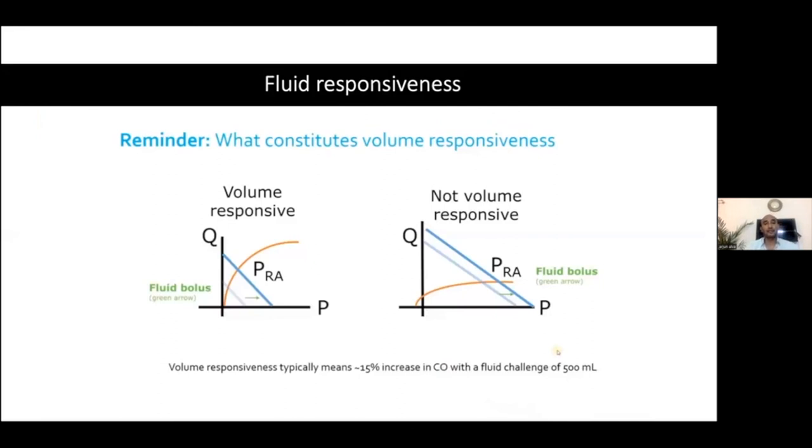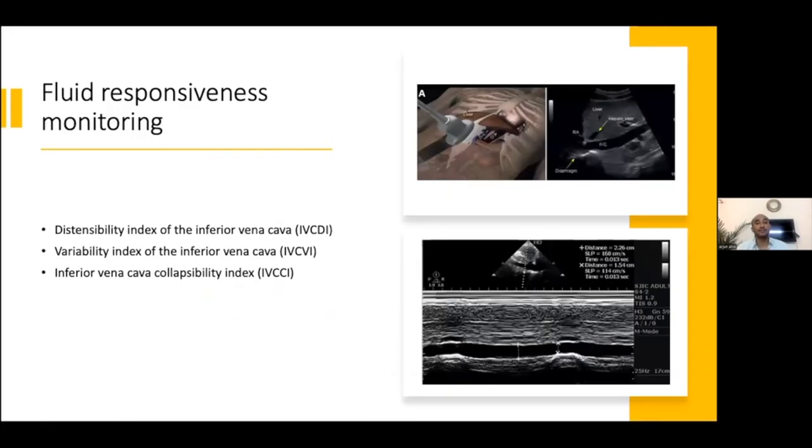Another important thing that we commonly use echocardiography for in hemodynamic monitoring is fluid responsiveness. So how do we dynamically monitor our hemodynamics, our fluid responsiveness? I'm sure our previous speakers have explained the Frank-Starling law. Based on that, volume responsiveness typically means a 15% increase in the cardiac output with a fluid challenge of 500 mL. In echocardiography, when we look at fluid responsiveness, the most famous thing is the IVC diameter, and along with the diameter, the index is quite important. That is the distensibility index and the variability index.